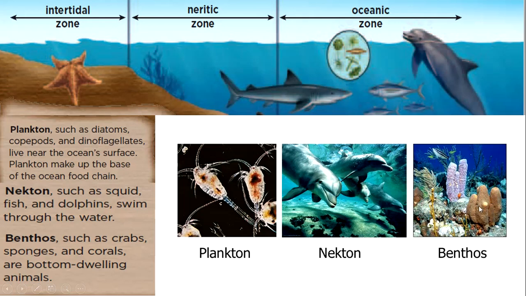And then you have the benthos. The benthos are the organisms that live on or near the ocean floor. So the ocean actually is divided into regions, and each region affects living things in different ways. Now, these factors can include tides, temperature, salinity, water pressure, and the amount of sunlight penetrating the water.